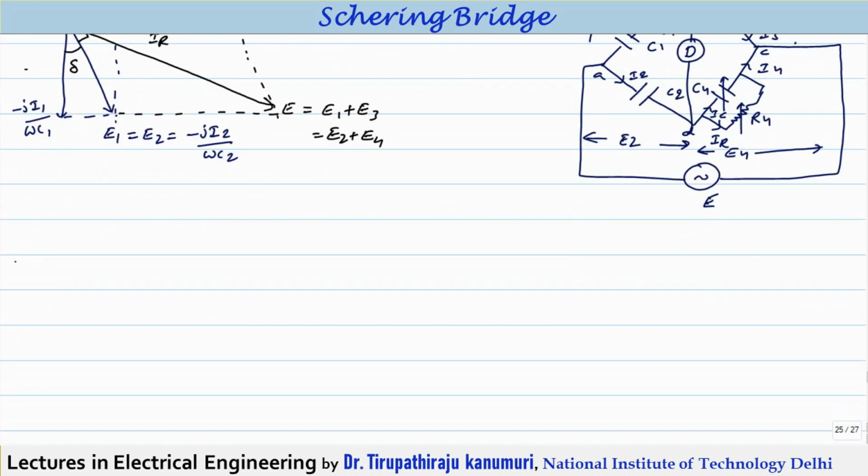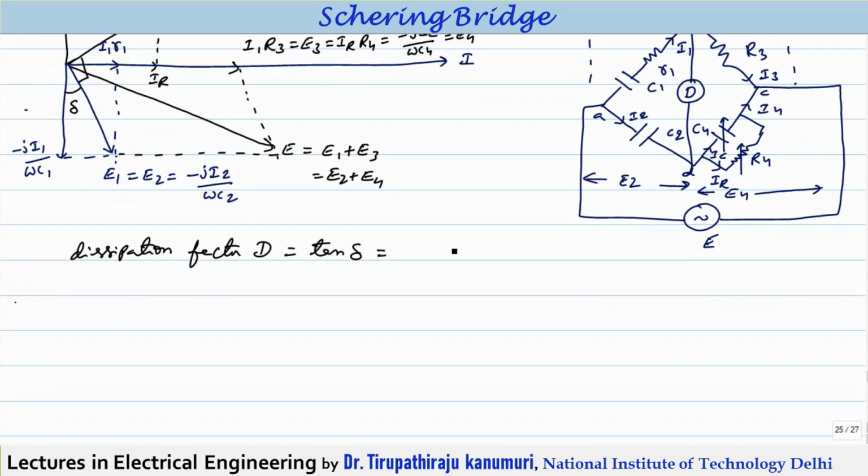So going for that, this is a dissipation factor, which is represented by D, that will be equal to tan of the angle, tan delta. So tan delta, you can see here, tan means opposite by adjacent. What is opposite? Opposite is I1 R1 and adjacent value is I1 by omega C1. So if you divide this one, so it will become R1 by 1 by omega C1.